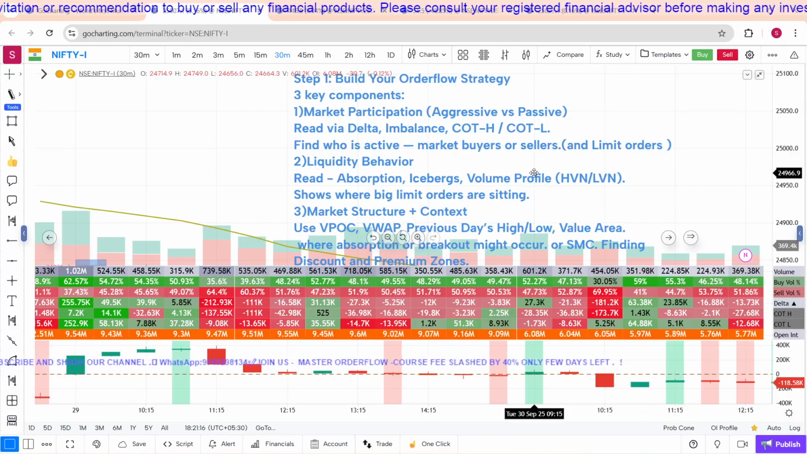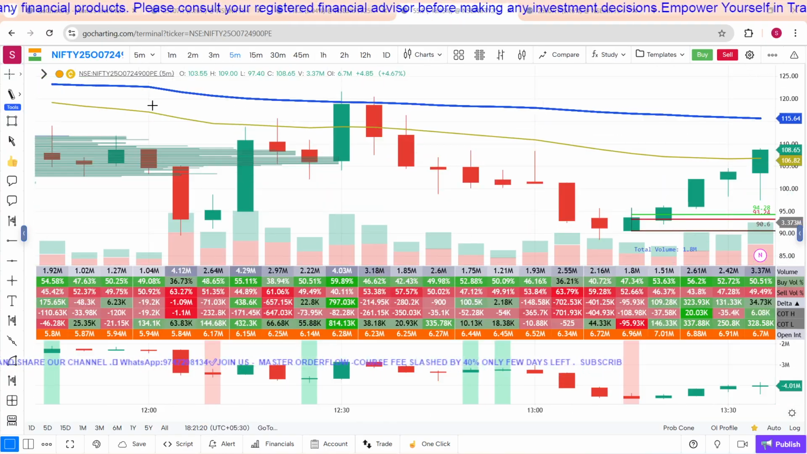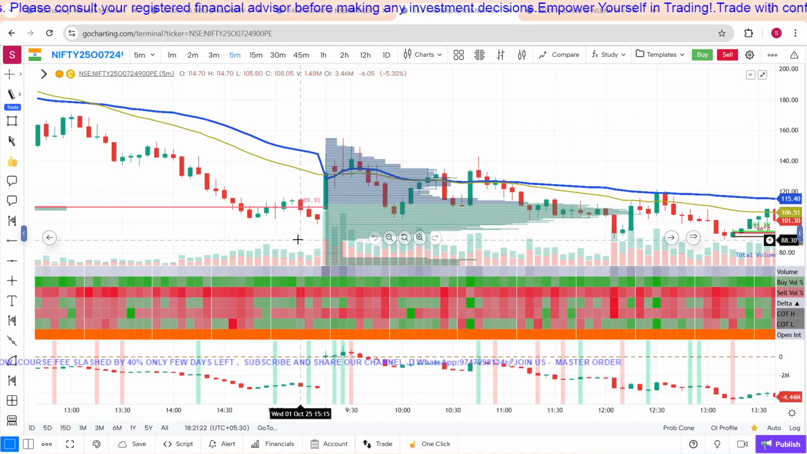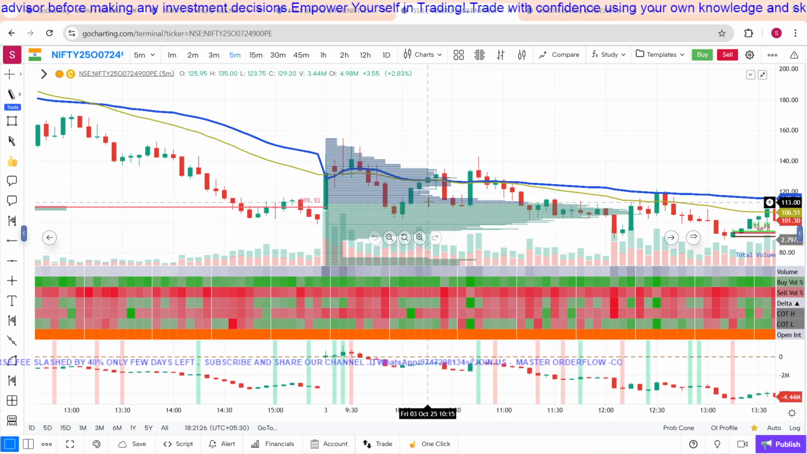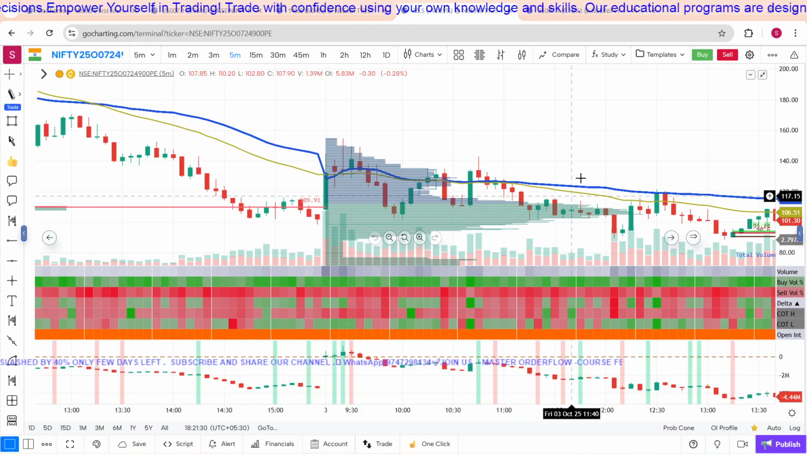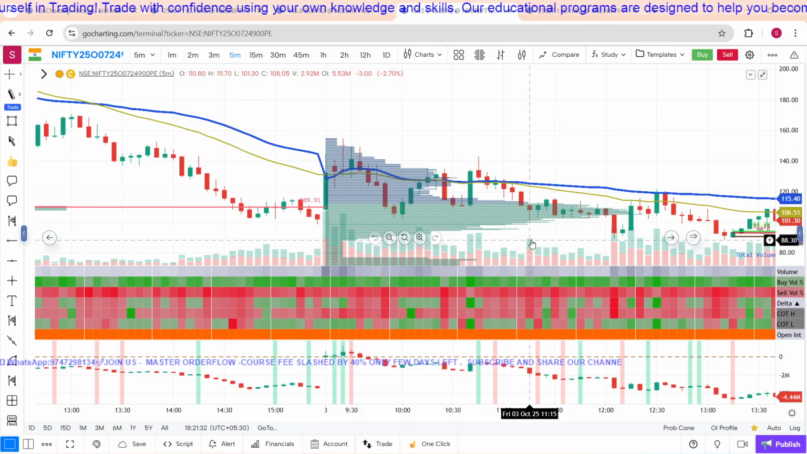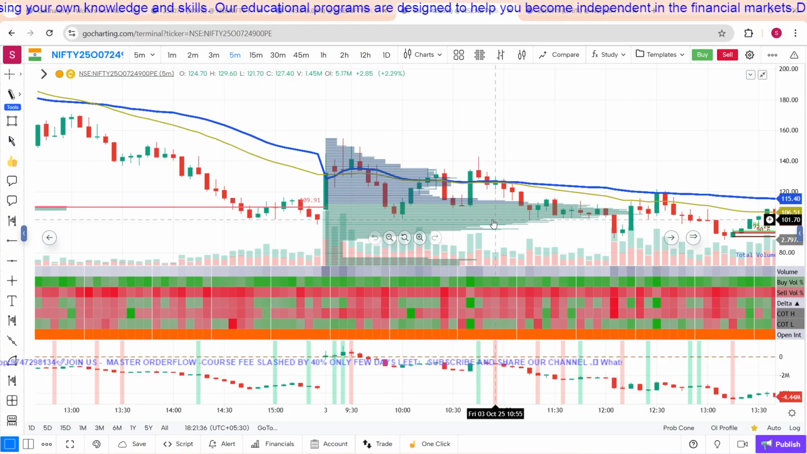Then volume profile. See this volume profile, the value areas, and the high value area above and the low value areas. These areas should be studied very well.